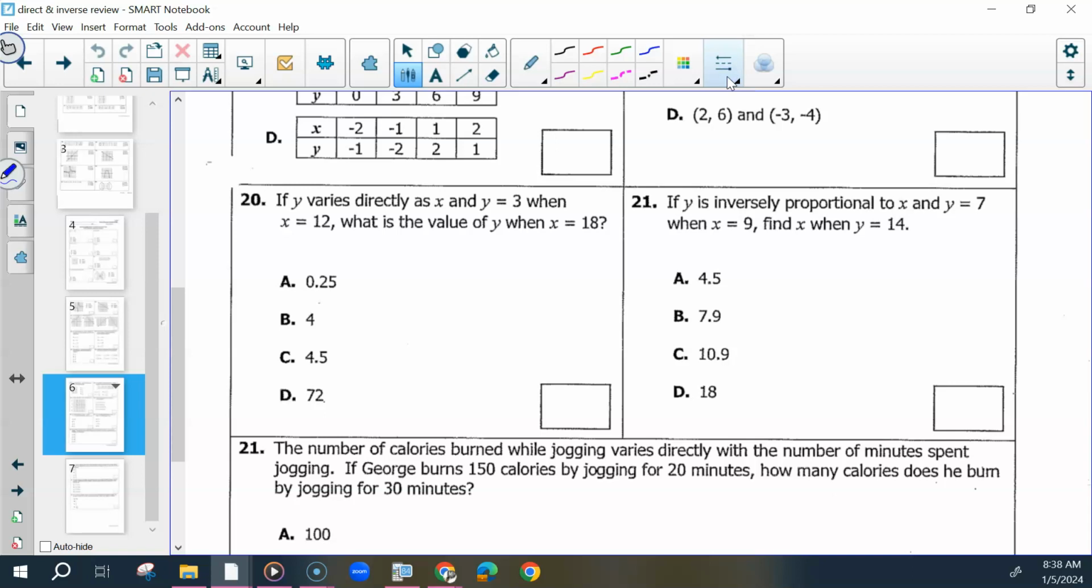So for number 20, if y varies directly as x and y equals 3 when x equals 12, what is the value of y when x equals 18? So it tells you varies directly. So direct variation, be in that mindset. We have a y and x value, and we have to find k. How would we find that k value?